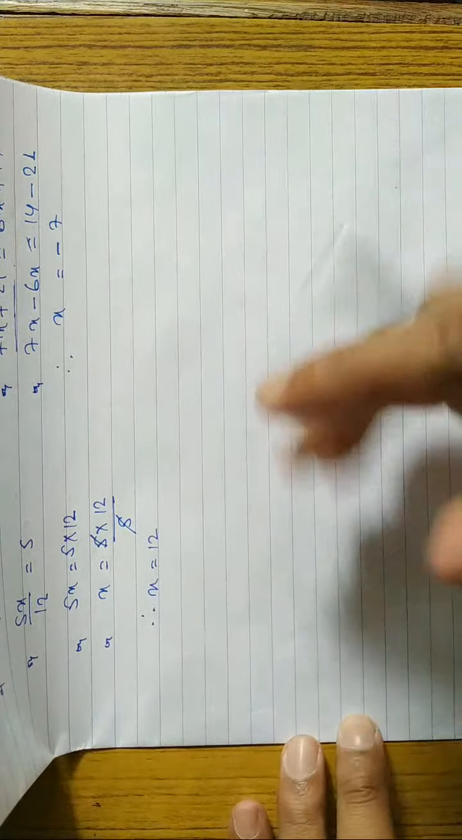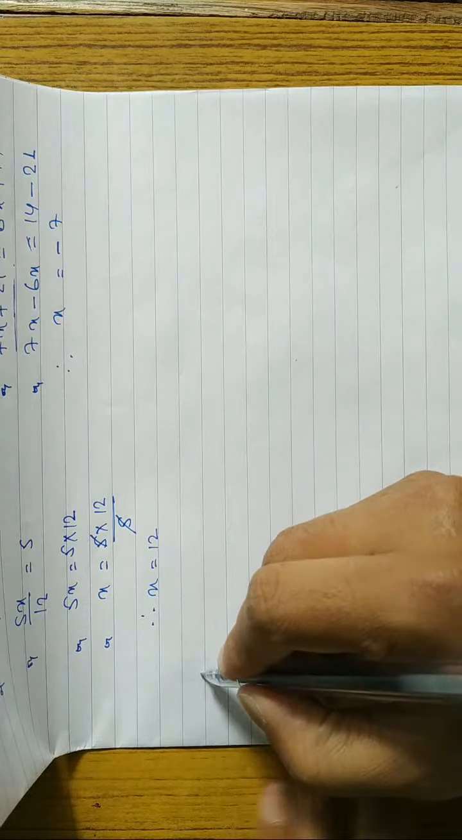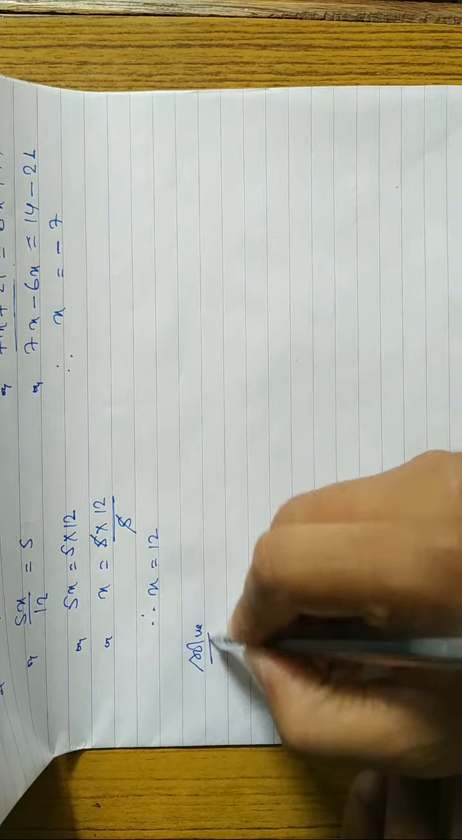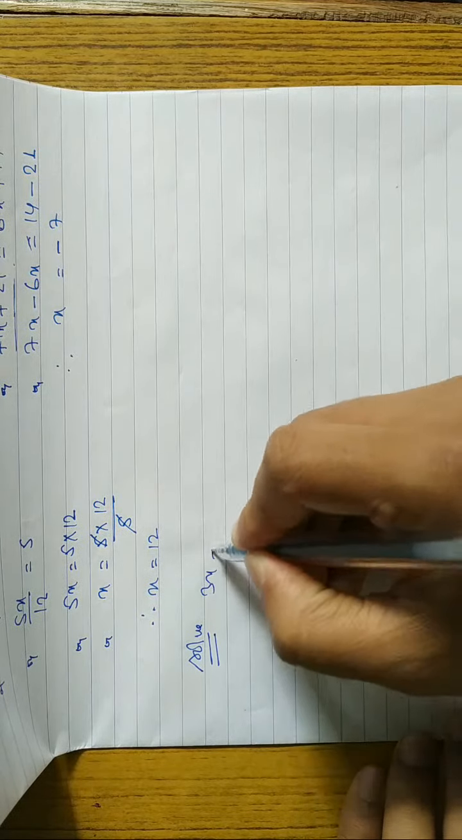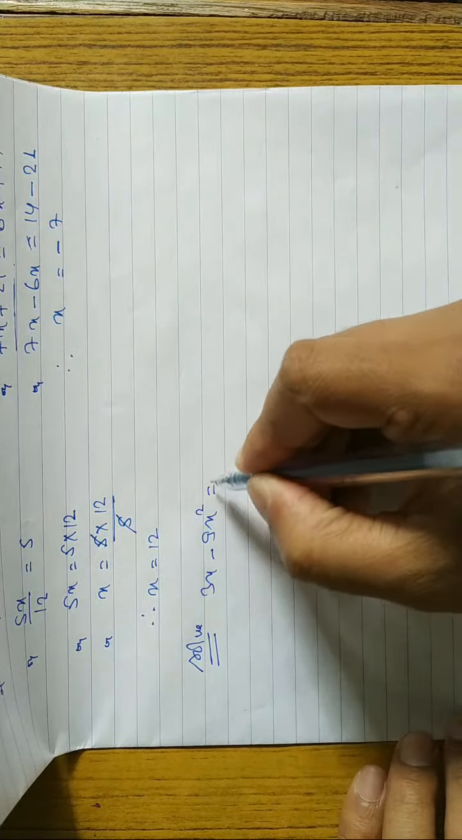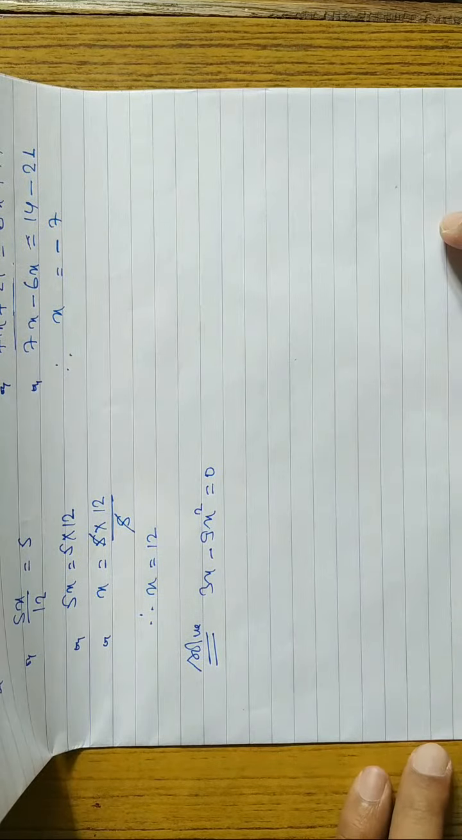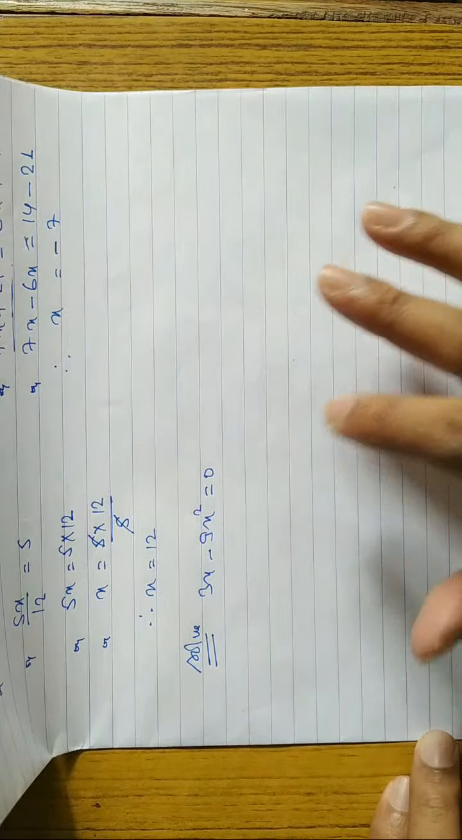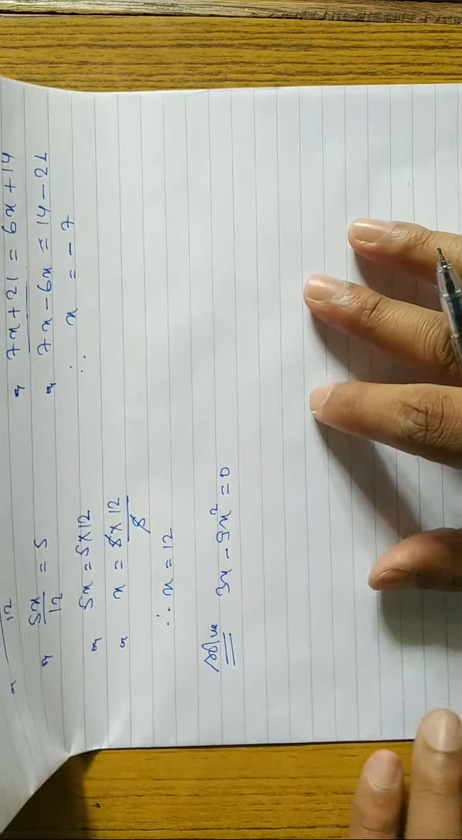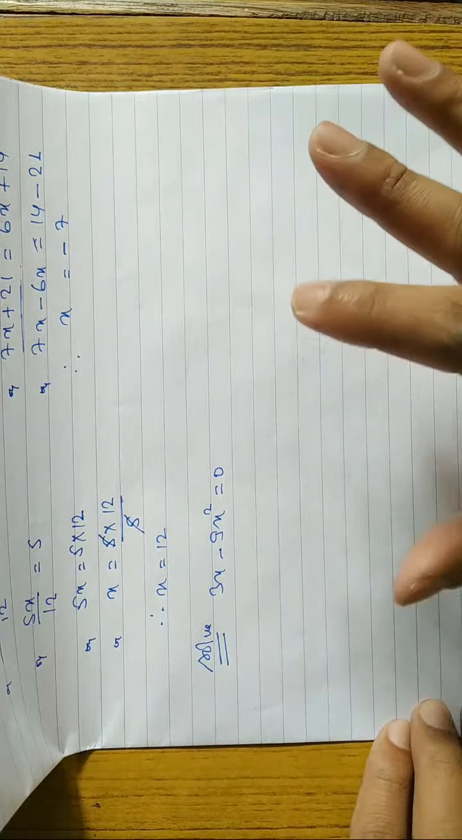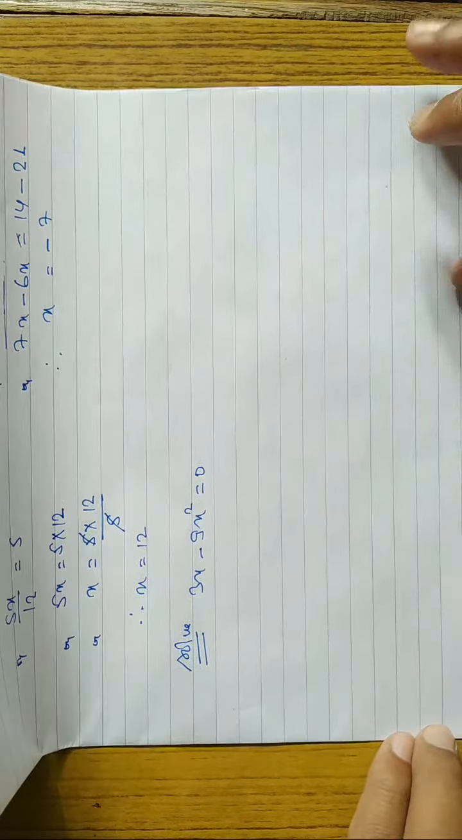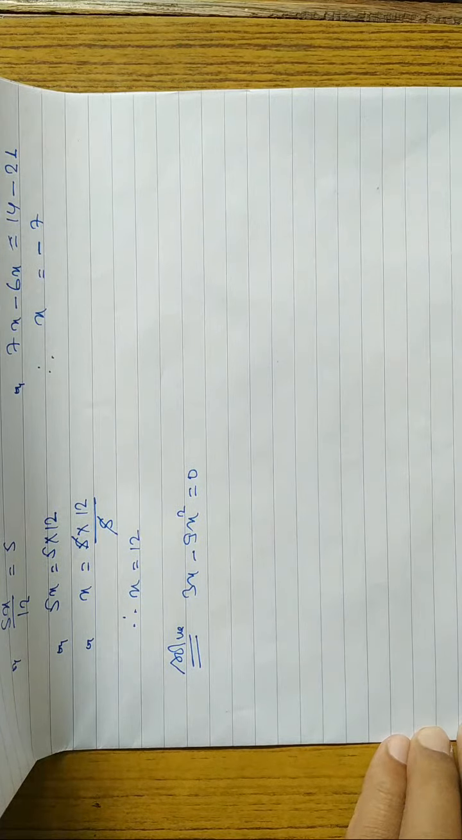Now next question I'm going to solve. Question is 3x minus 9x square is equal to 0. Like this question, so very important, and these all questions are taken from the question bank. And this live video is especially for class 8 students who are going to give exam tomorrow.